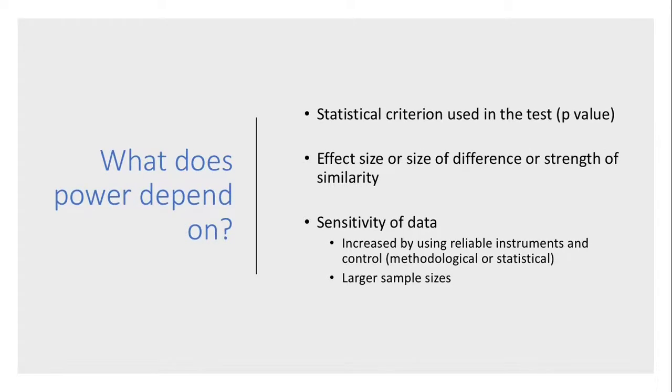I've already touched on these earlier, but I think it's nice to reinforce the concept. The statistical criterion that we use is the p-value. The effect size is the size of the difference, or the magnitude or strength of the relationship. Power also depends on the sensitivity of the data. So if we use very highly reliable instruments, that helps improve the power of our study. Or we have additional controls through a rigorous research design. Power is also largely dependent on sample size, so larger sample size studies have a little bit more power to detect differences.